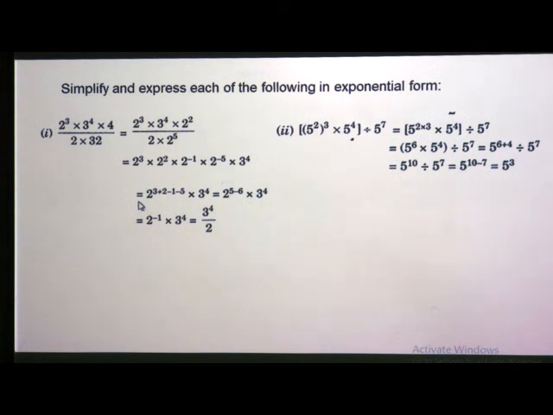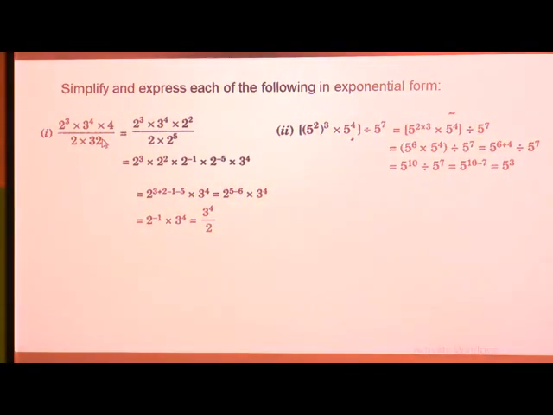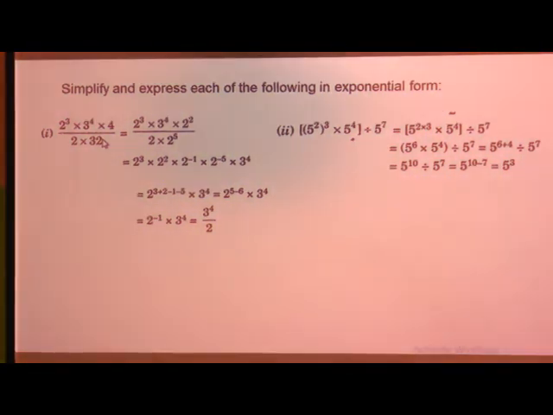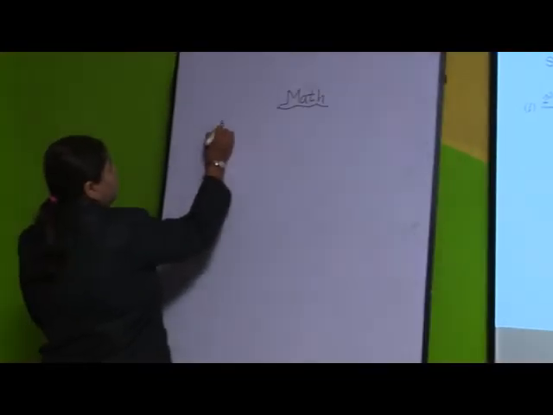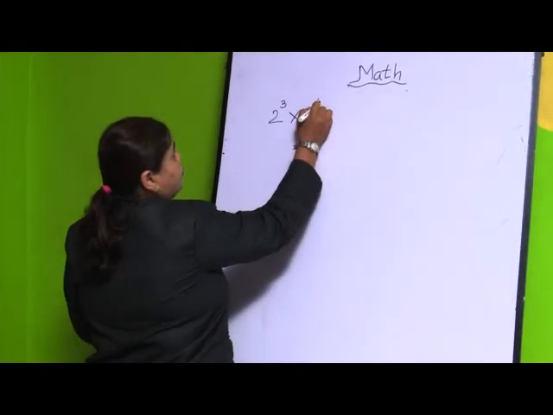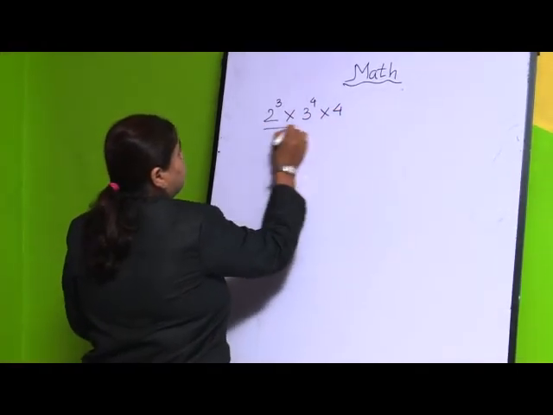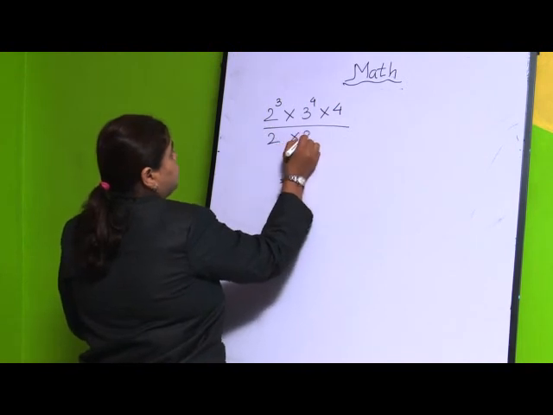So, I think you have understood the steps. Step by step we have to try to find this, and where the bases are same, powers are to be added or we have to subtract. So, we will try to solve this example on the board. So, you will understand how to write. I will just write the question first. 2 to the power of 3 into 3 to the power of 4 into 4 upon 2 into 32.